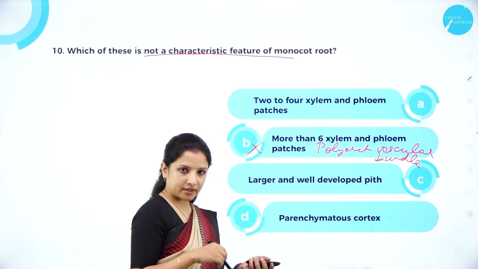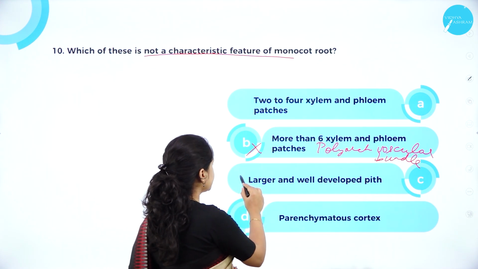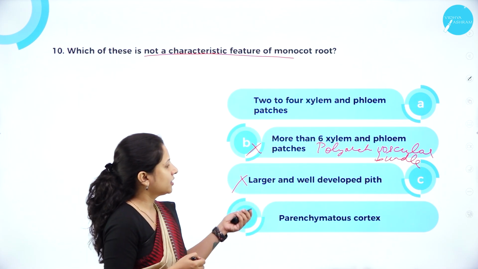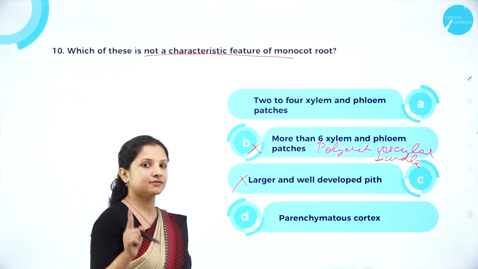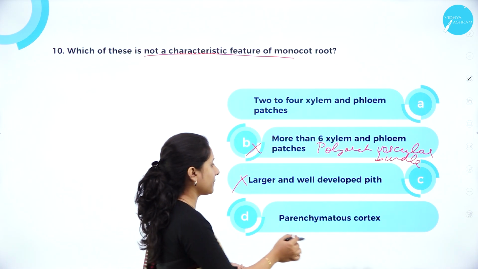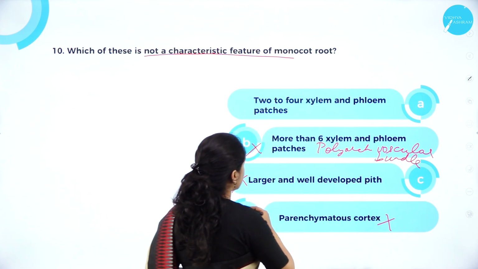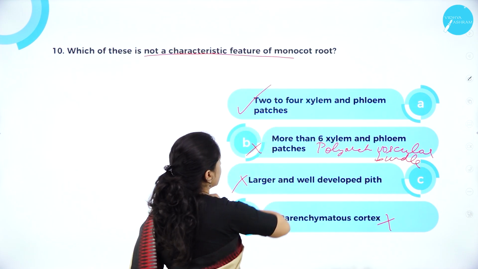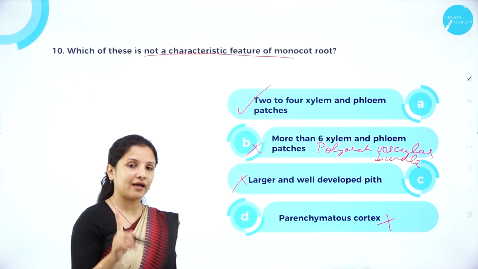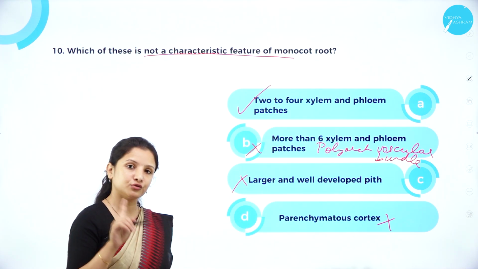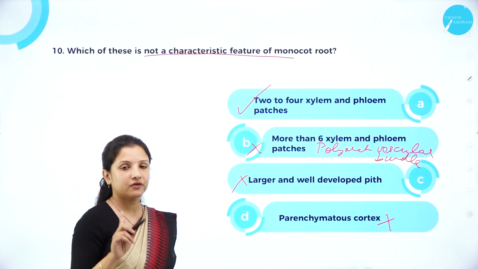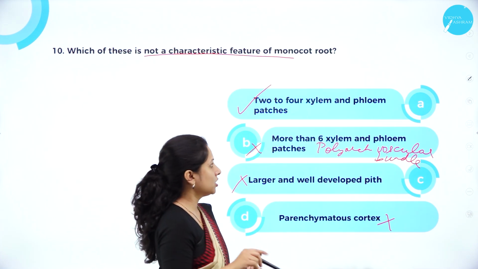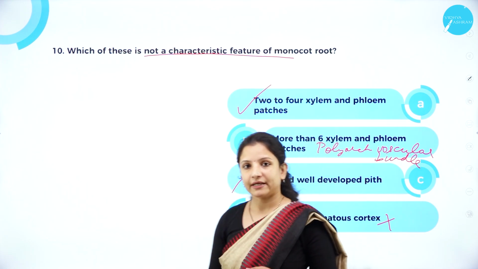They have large and well-developed pith. Yes, that is also correct. So this option needs to be eliminated. They have a parenchymatous cortex. Yes, their cortex is made up of parenchyma cells. So this option also needs to be eliminated. 2 to 4 xylem and phloem patches is a characteristic of dicotyledonous root. It's not the characteristic of the vascular bundle of monocotyledonous root. So therefore, option A is the right answer here.